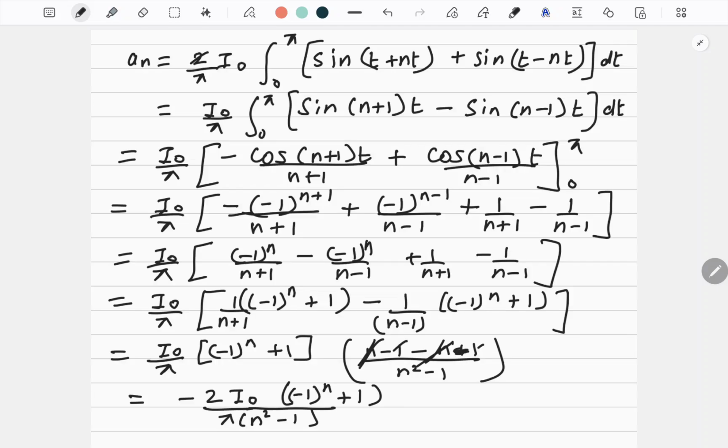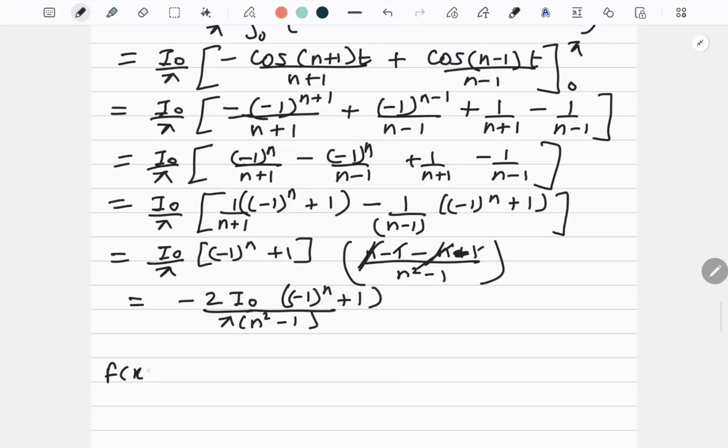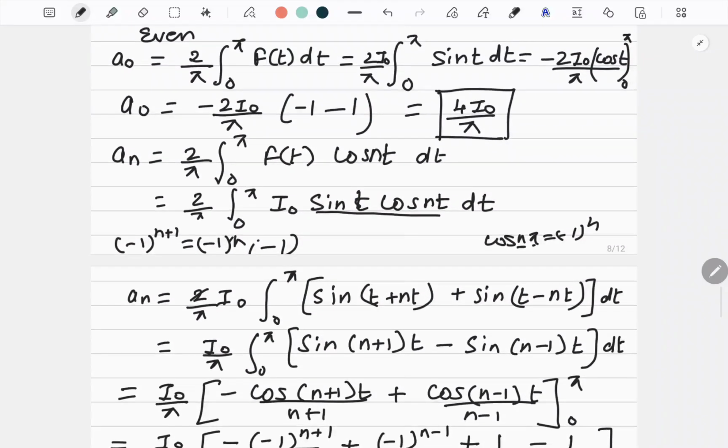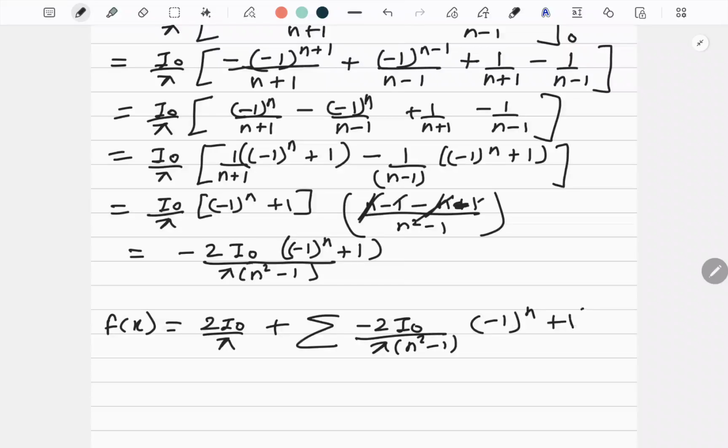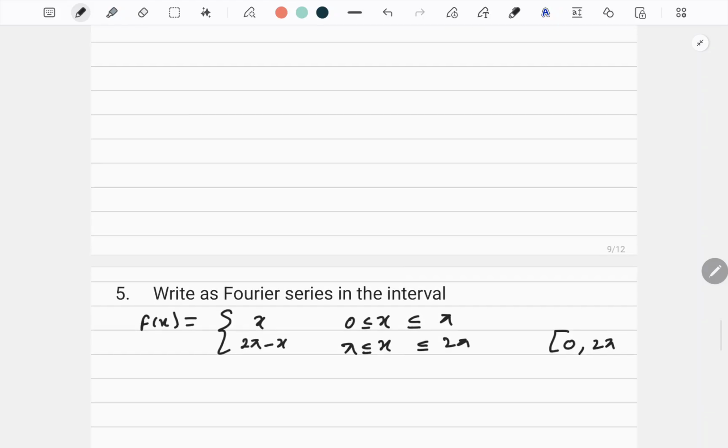So this question is little complicated and little lengthy because you have to apply that formula also. Now what is the final answer? Final answer is f of x is equal to a0 by 2. So what is your a0 value? A0 is 4i square by pi, means 2i square by pi, plus summation an. An is 2i naught upon pi, n square minus 1, minus 1 to the power n plus 1, and here cos nx. N is equal to 1 to infinity. So this is my answer. Right? Let's move to the next question.